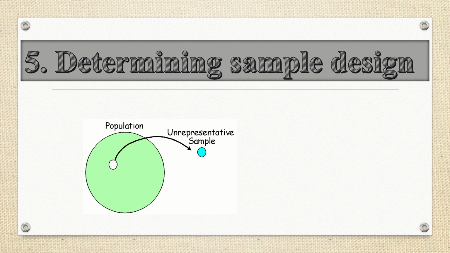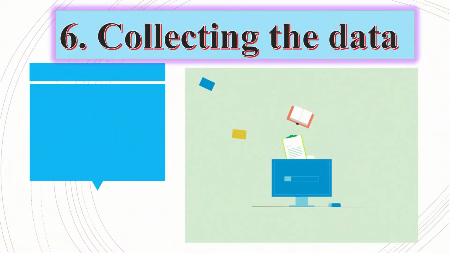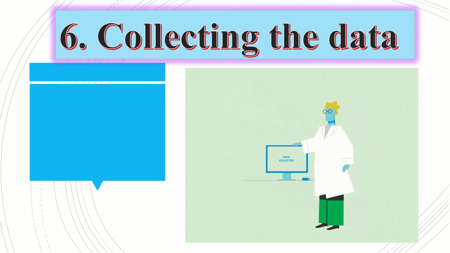In the next video I will be sharing the types of sample design, but right now this is all about steps of research and how to write a research paper. Now, the next step is all about collecting the data. How do we collect the data? There are two ways of collecting the data. First one is primary data, second one is secondary data.